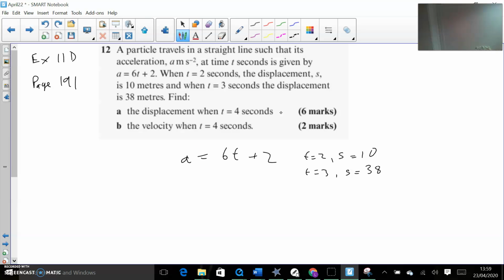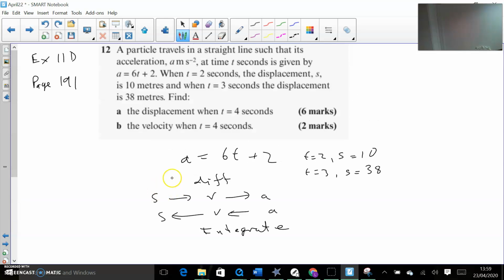In order to get from acceleration to displacement, remember s to v to a is differentiate, and from a to v to s is integrate. So we need to integrate a to get v, and then integrate v to get s.